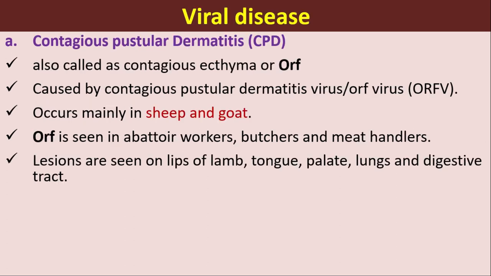Viral disease: contagious pustular dermatitis or CPD, also called contagious ecthyma or ORF, caused by the contagious pustular dermatitis virus, the ORF virus, occurs mainly in sheep and goats. ORF is seen in abattoir workers, butchers and meat handlers. Lesions are seen on the lips of lambs, tongue, palate, lungs and digestive tracts.